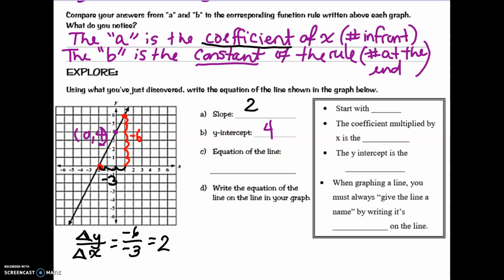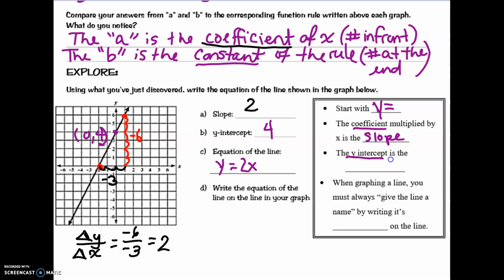But before we do that, there are some things we need to write down for our notes. The first thing you need to know about writing a rule is it always starts with y equals. So I'm going to start with y equals. The coefficient that is multiplied by x is the slope. So in this case, our slope is 2. So I'm going to write 2x because that's my coefficient of x.